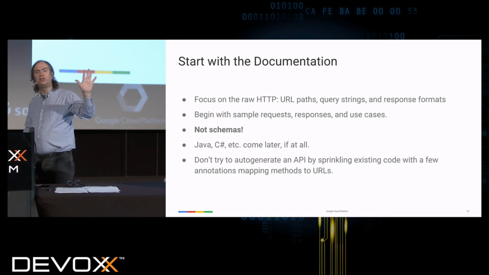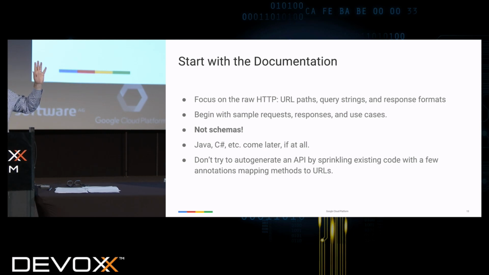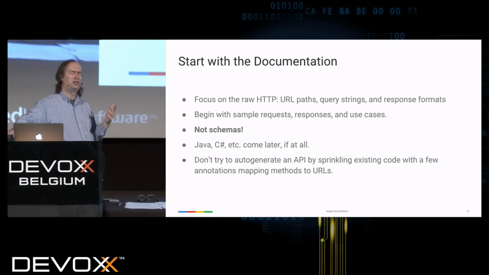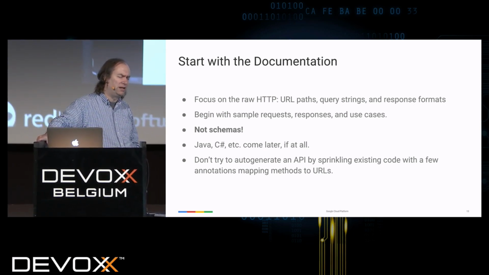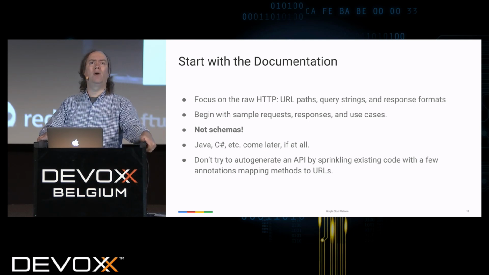Start assuming you're using HTTP. There are some other things out there like message buses, for example, things like PubSub and ActiveMQ, but I'm going to assume for right now it's more often than not HTTP. What are your URL paths? What do the query strings look like? What are the name value formats? What are the responses? Begin with your sample requests.